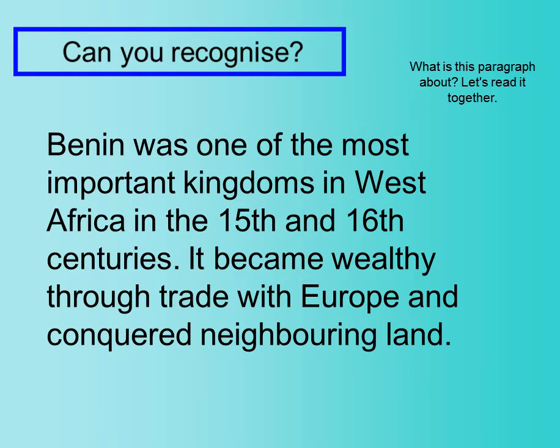So we could have a think about what the main key idea in that paragraph is. Remember, paragraphs are groups of sentences that are all about the same thing. So what is this paragraph about? Let's have a little look for the clues. So Benin was one of the most important kingdoms in West Africa in the 15th and 16th centuries, became wealthy through trade with Europe, and it conquered neighbouring lands.